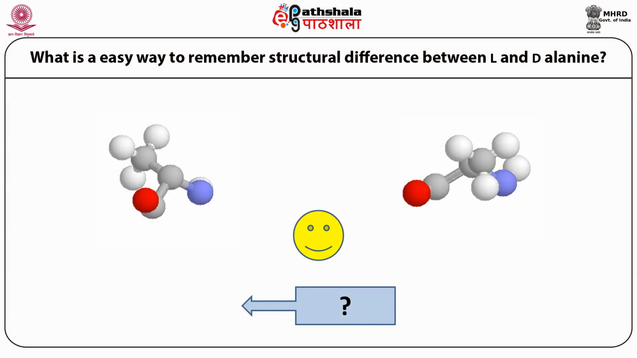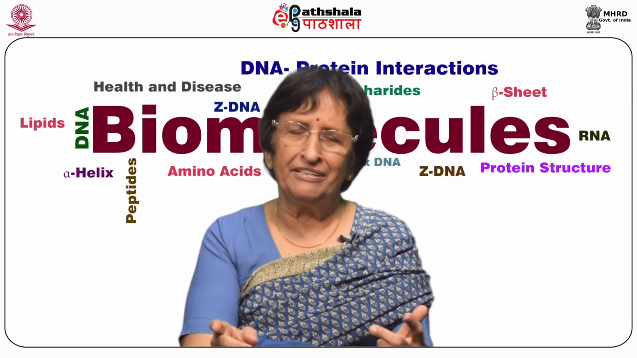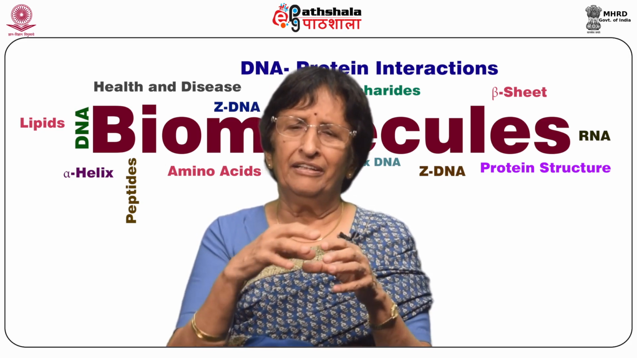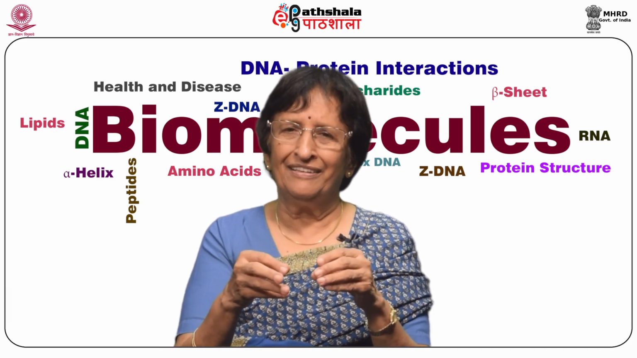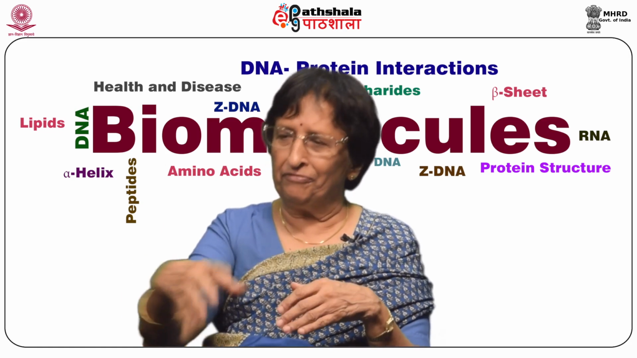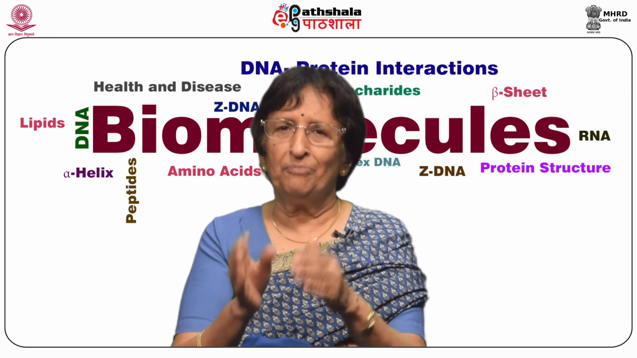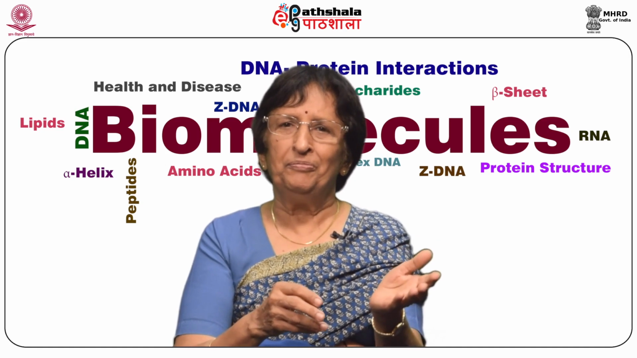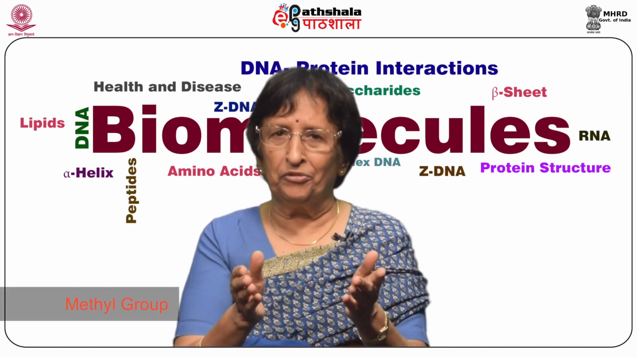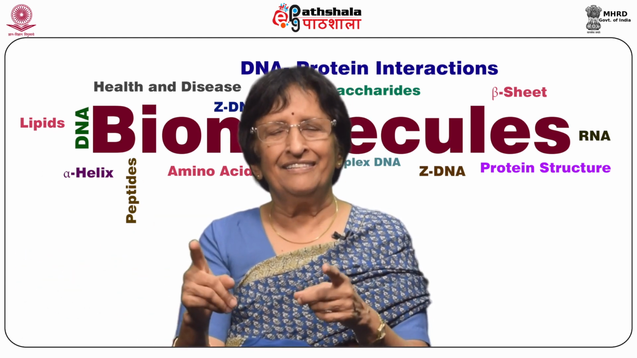If I show you only a picture of L-alanine and D-alanine, how will you recognize it? There has to be some easier way to recognize the difference between L and D-alanine. What is the difference between L-alanine and D-alanine? Just consider yourself holding the carboxylic end of the amino acid and standing at one end of the bridge, looking at the other end to a butterfly and the water flowing under the bridge. Now, suppose on your left hand side is the methyl group, then it is L-alanine. However, if the methyl group is to your right hand side, then it is D-alanine.